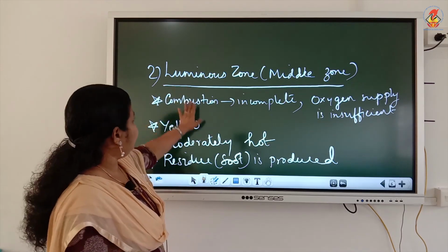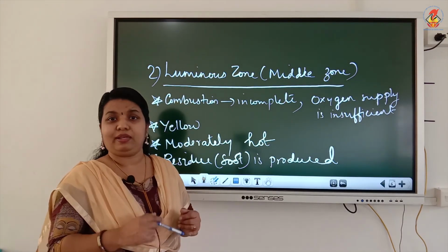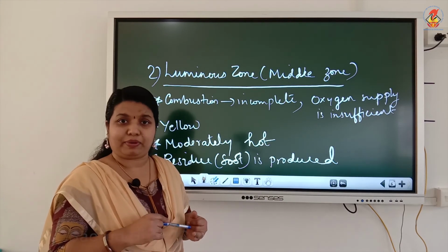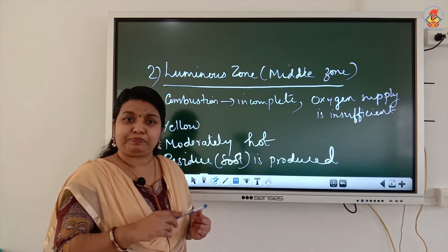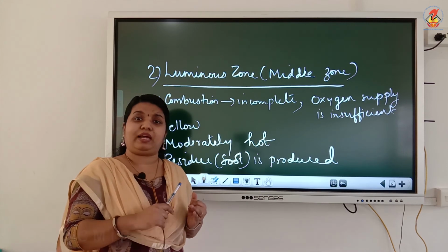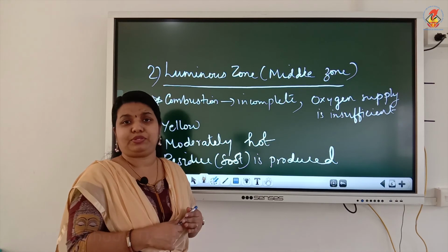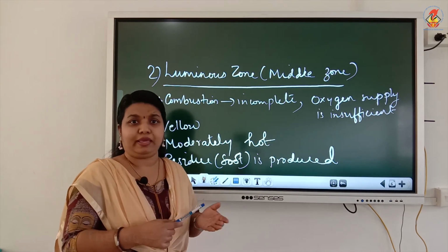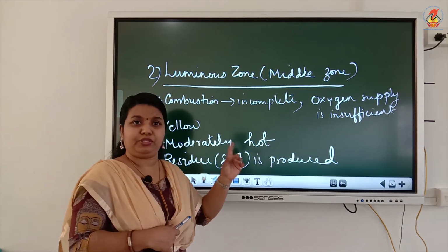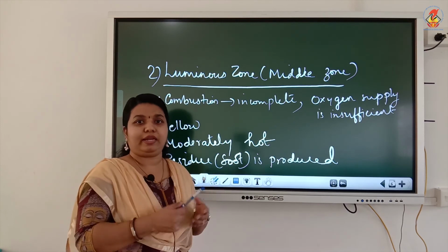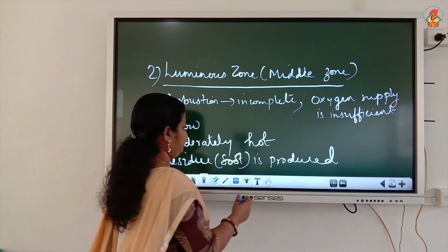Okay, so that's about the luminous zone. It is the middle zone, with incomplete combustion. Oxygen supply is insufficient, so combustion is incomplete and the color of the flame is yellow. Since combustion is not complete, the heat produced is not high, it is moderately hot only. Unburned particles are there, and they get deposited on the objects.